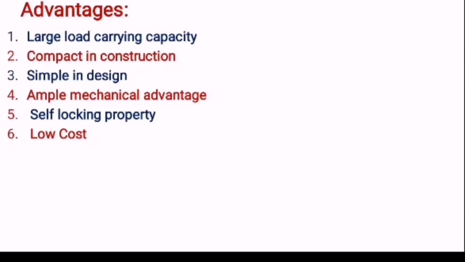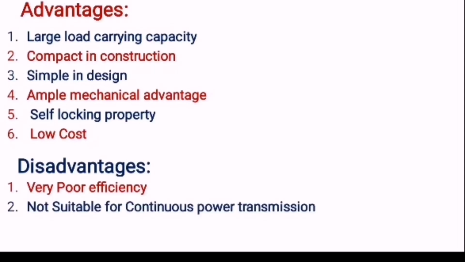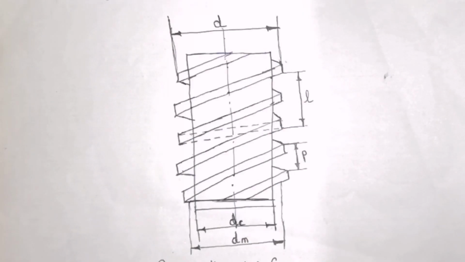Let us go through the disadvantages of power screws. The first disadvantage is that it has very poor efficiency. Hence, it cannot be used for continuous power transmission. Another disadvantage is that it causes high friction in threads, which in turn causes rapid wear of the screw and nut. Let us now go through the various terminologies of power screws.